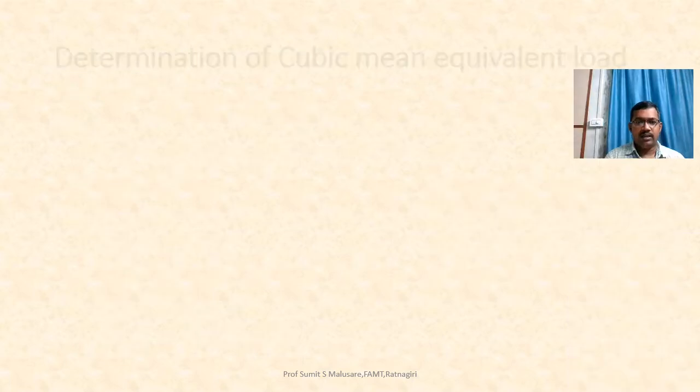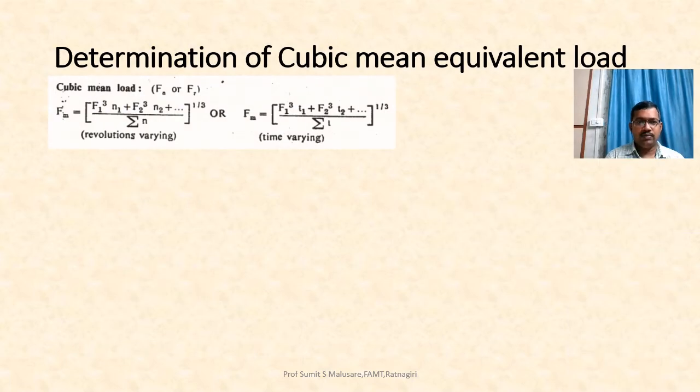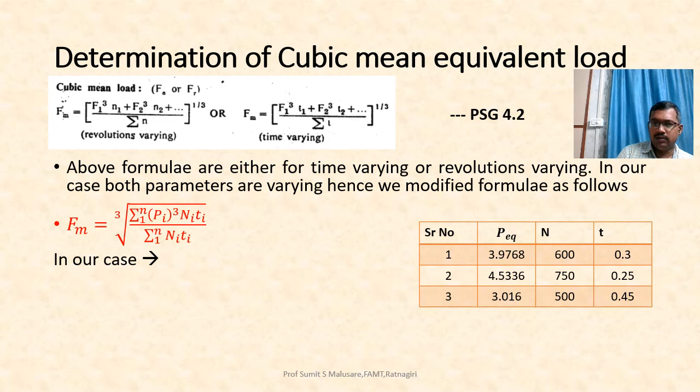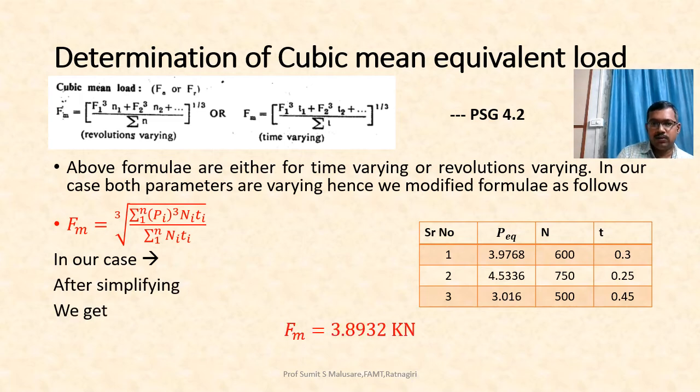Again, if you put all the values and go for the determination of the cubic mean equivalent load, you have to use the same formula because it is a time varying and revolution varying problem. In our case these are the standard values we are getting with respect to the bearing number SKF 6016. Then FM comes out to be 3.8932 kilonewtons.